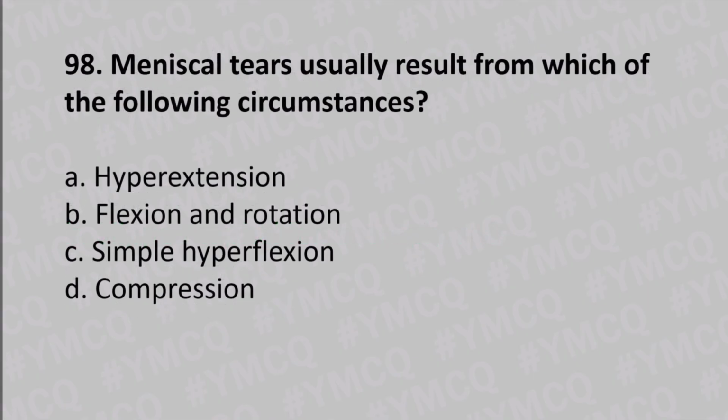Moving to our 98th question, meniscal tear usually results from which of the following circumstances? Option A, hyperextension. Option B, flexion and rotation. Option C, simple hyperflexion. Option D, compression. And the answer is Option B, flexion and rotation.